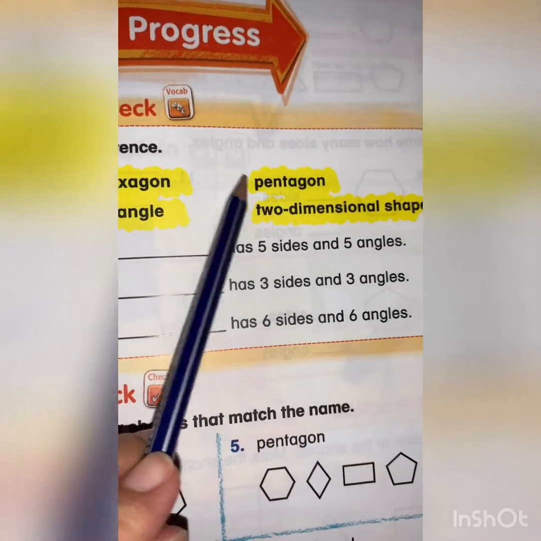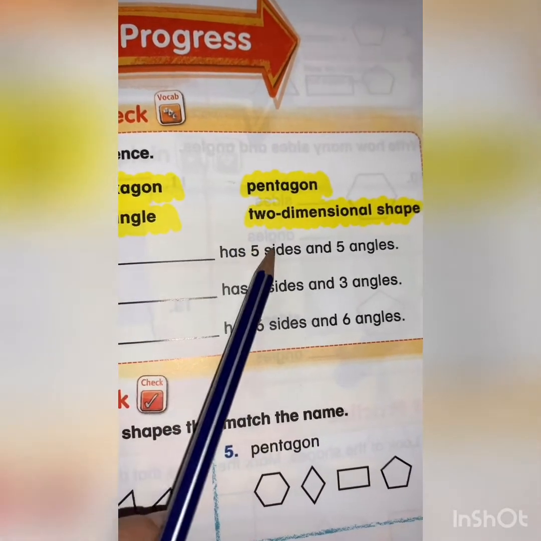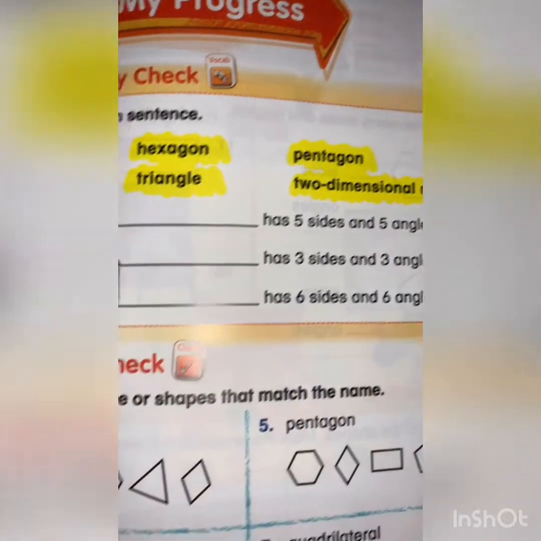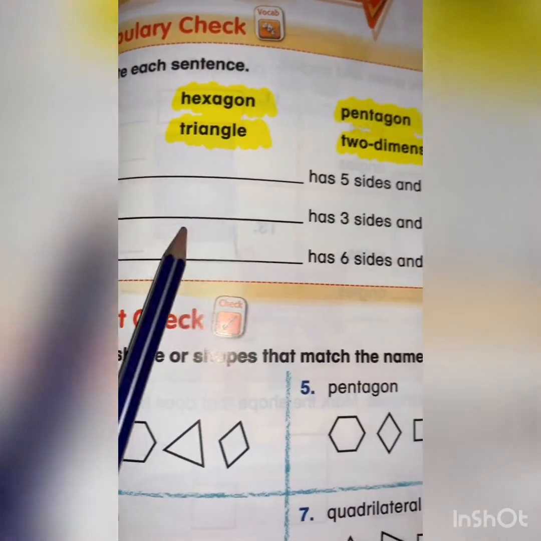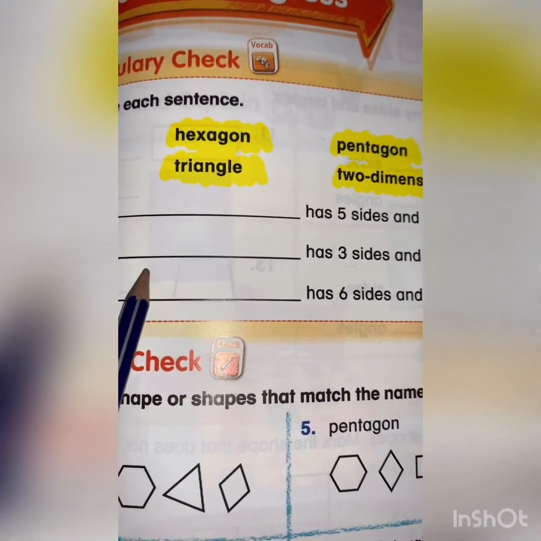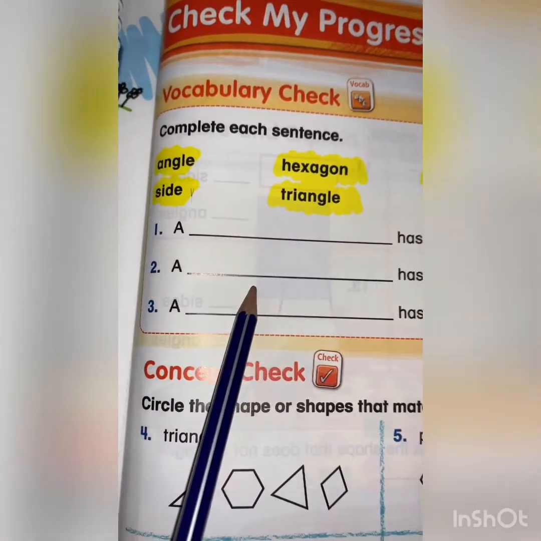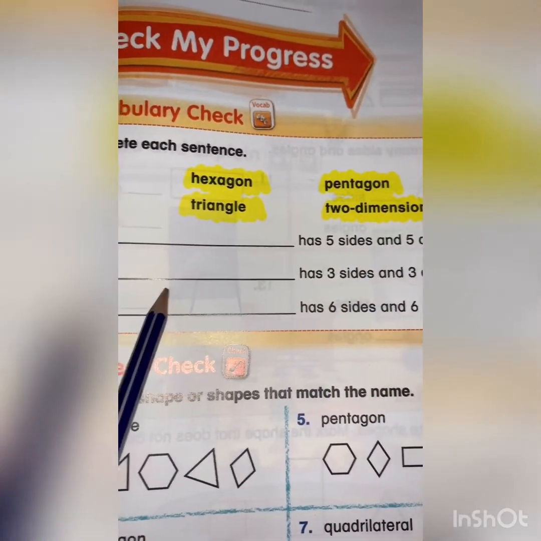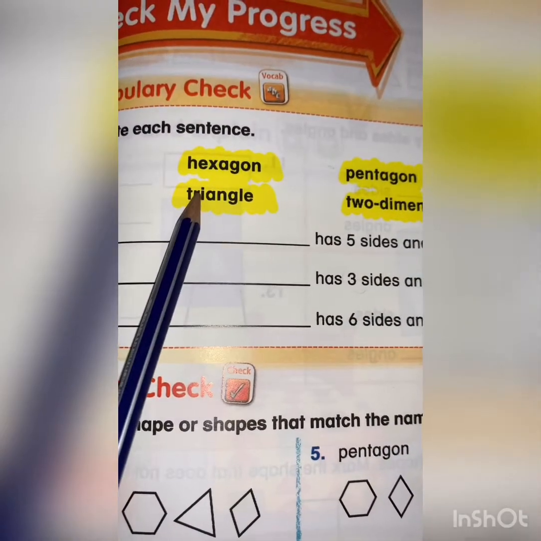Yes, pentagon. Pentagon has 5 sides and 5 angles. Number 2. A what has 3 sides and 3 angles, which is very easy for us. We have only one shape that has 3 sides and 3 angles, which is triangle.